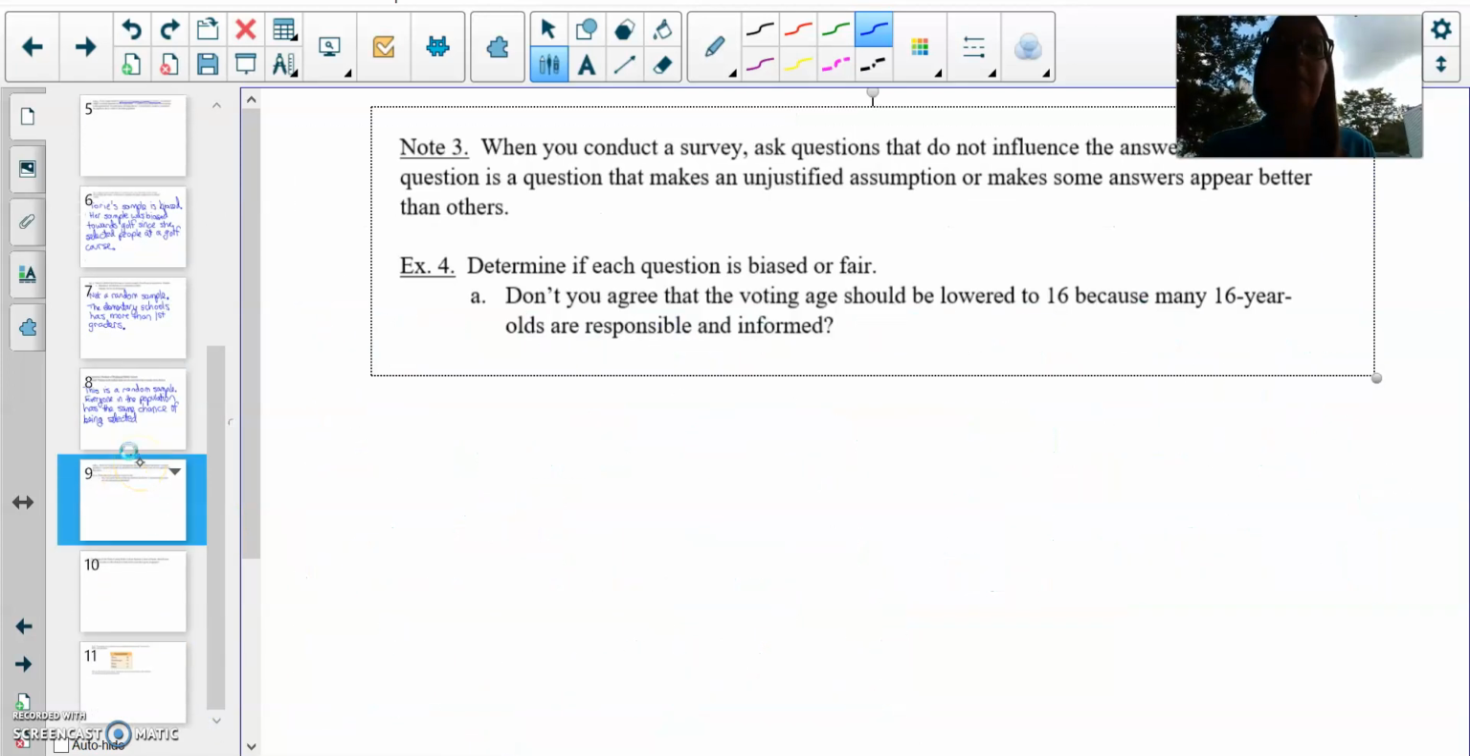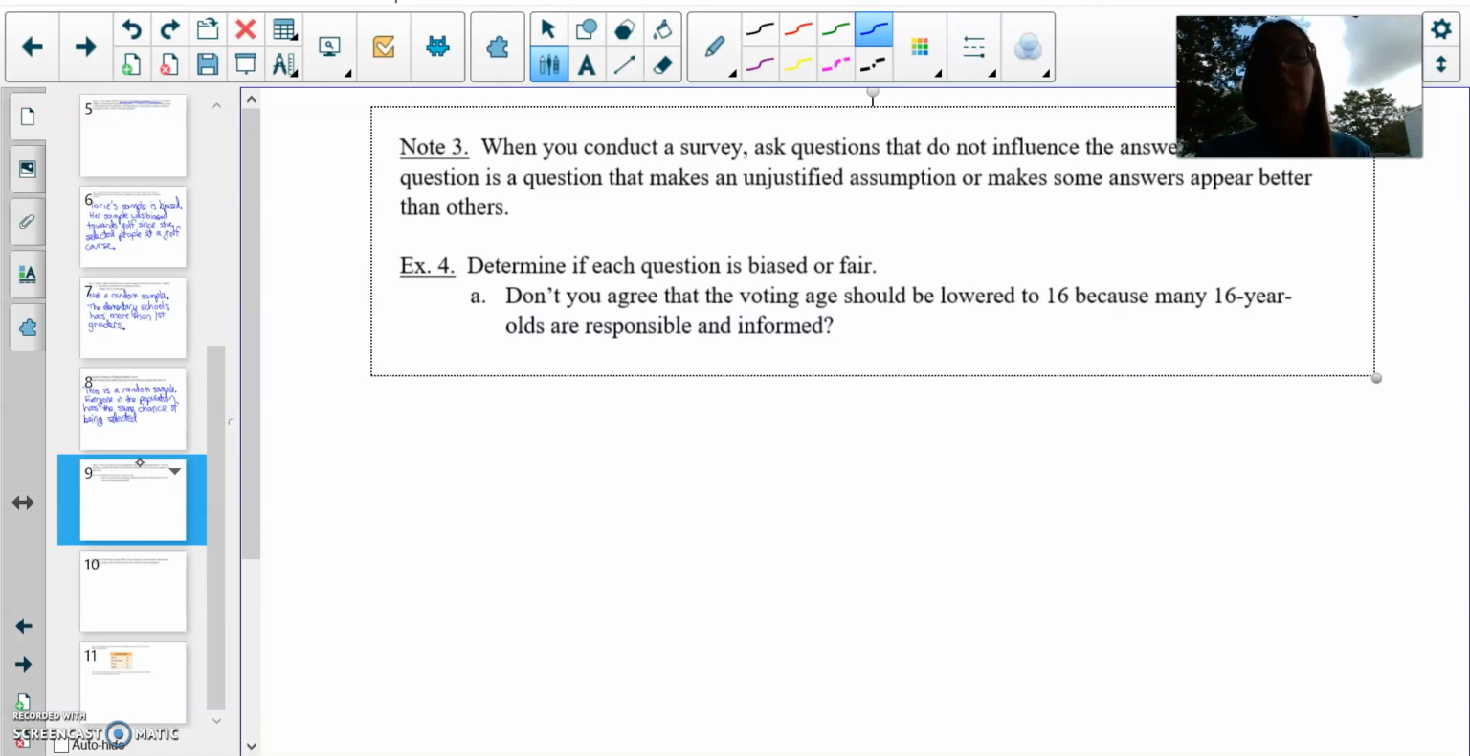Okay, our next example. When you conduct a survey, you have to ask questions that do not influence the answer. A biased question is a question that makes an unjustified assumption or makes some answers appear better than others. So just like a sample can be biased or unbiased, the question and the language you use in the question can be biased or unbiased. So determine if each question is biased or fair, and fair means unbiased.